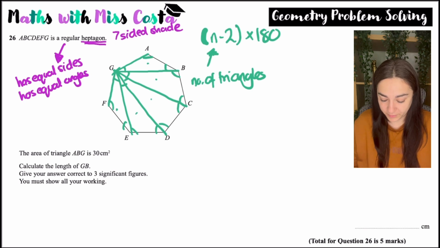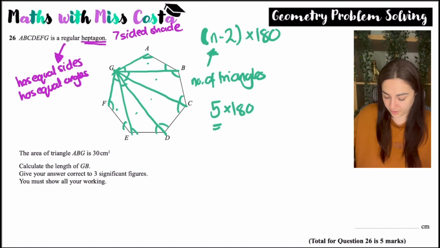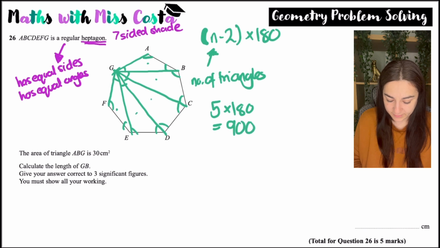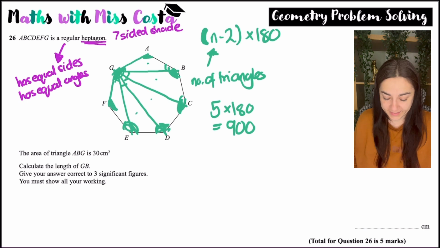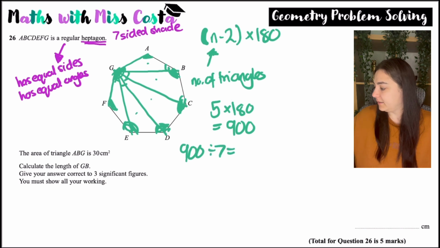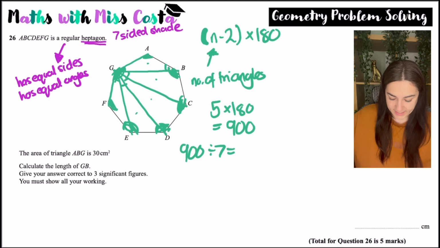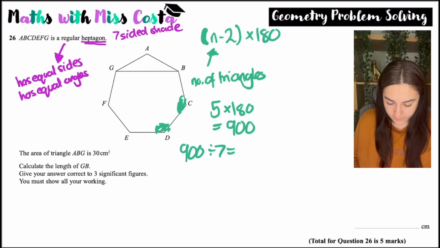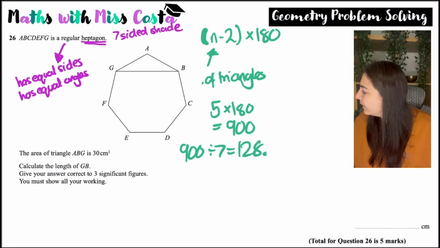So I know that there are 5 triangles in this shape, and 5 times 180 is 900. So I know that the sum of the interior angles, so this angle plus this angle plus this angle and so forth, are all going to add to make 900 degrees. Now I know that there are 7 equal angles, so I'm going to do 900 divided by 7 to figure out what one of these angles is. And that would be 128.5714.